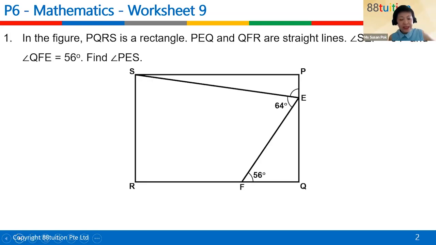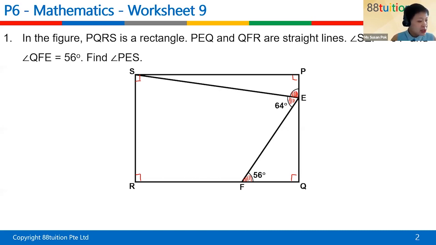In the figure, we can see that there is a rectangle. A rectangle will give you all the right angles, right? And PEQ, where is PEQ? PEQ is a straight line. QFR is also a straight line. This is angle 64 degrees, and QFE is 56 degrees. Find PES, that means this is the one that they are asking for.